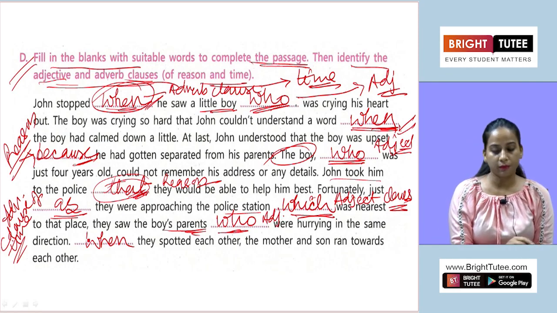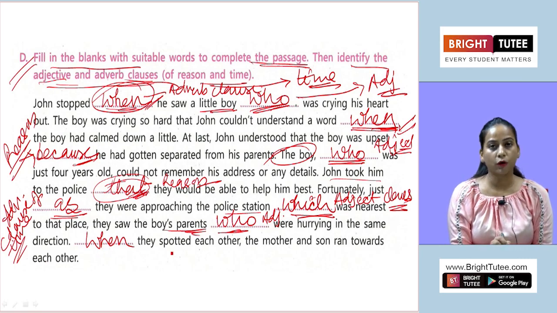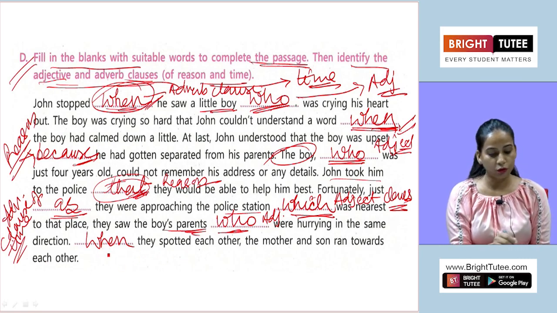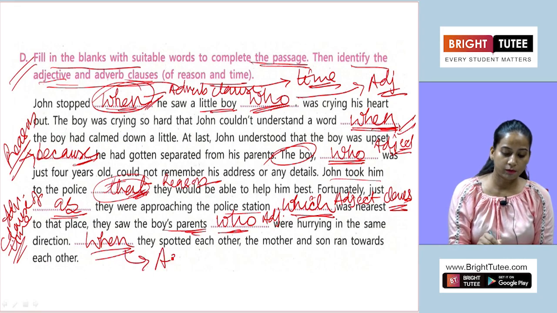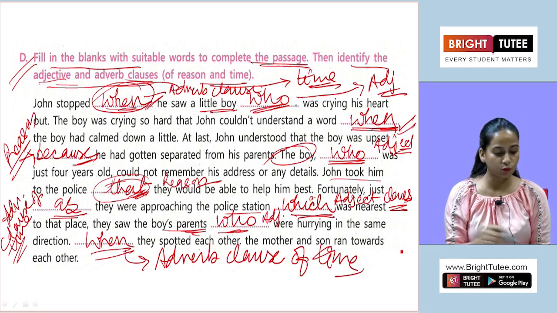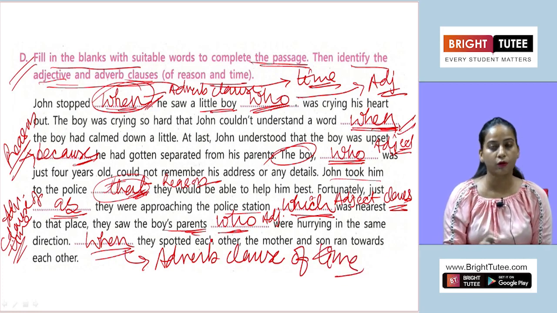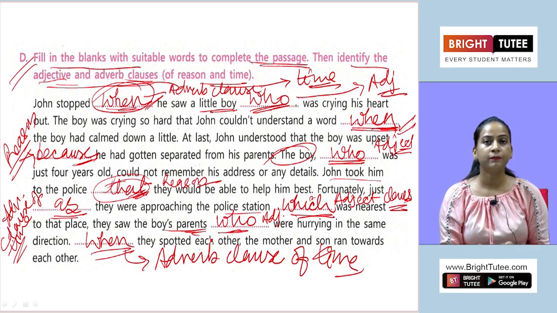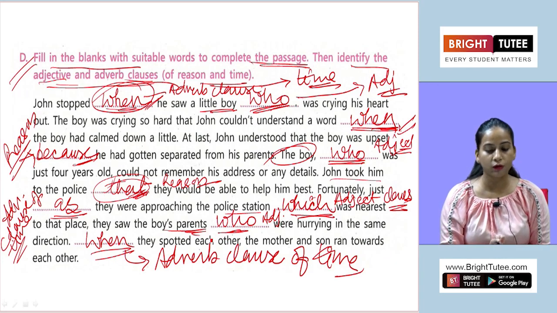Then hurrying in the same direction, when they spotted each other, so this is going to be the adverb clause of time. They ran towards each other when they spotted each other. So hopefully this exercise based on the clauses is clear to each and everyone. You all need to do lots of practice for the same.